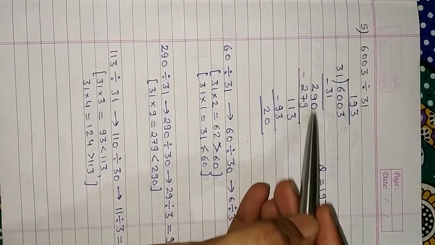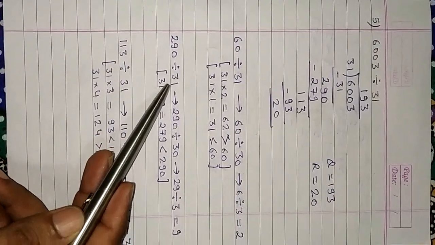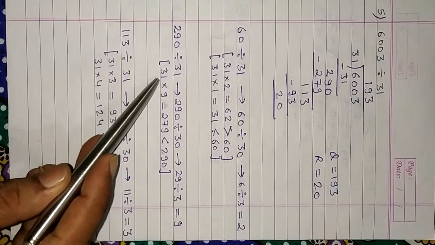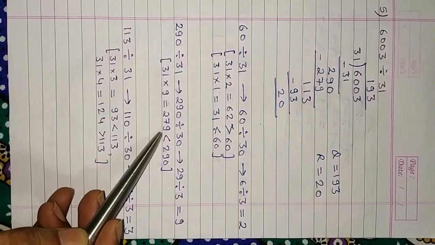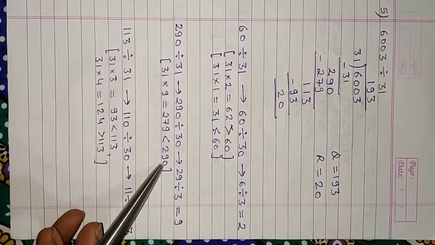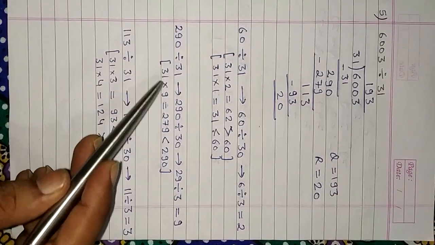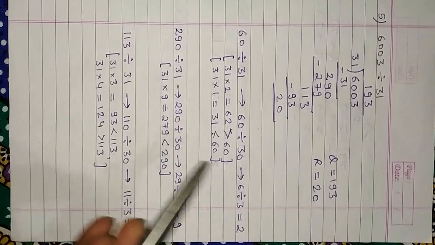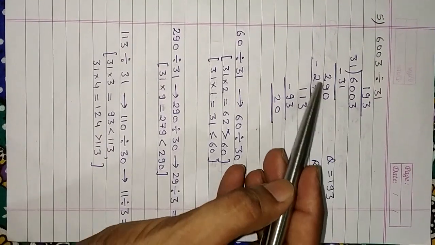Now 290. 290 divided by 31. The rounding estimate will be 9. 31 nines are 279, which is less than 290. If you take 10, which is not a one digit number, so we will go with 9. 279.